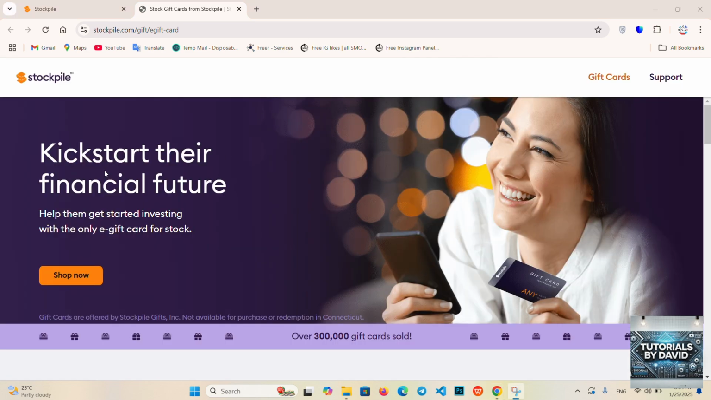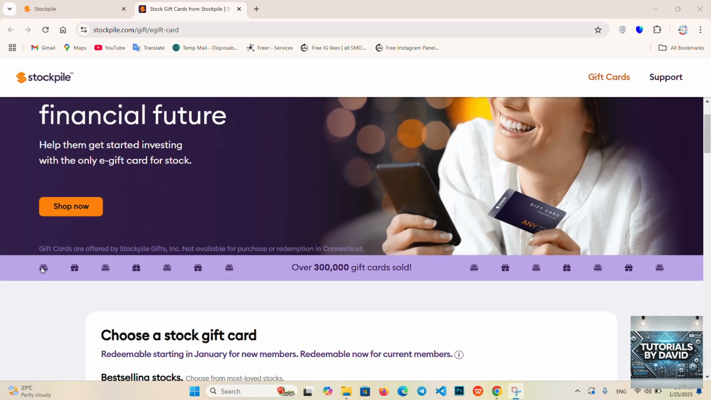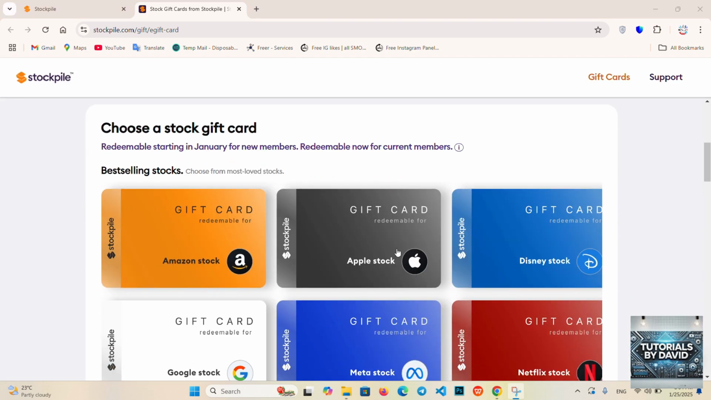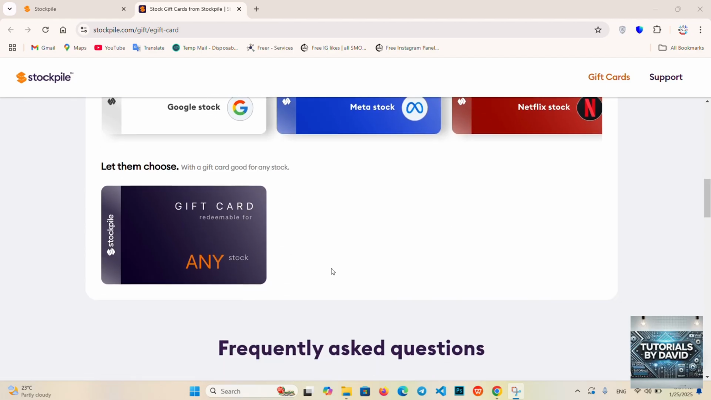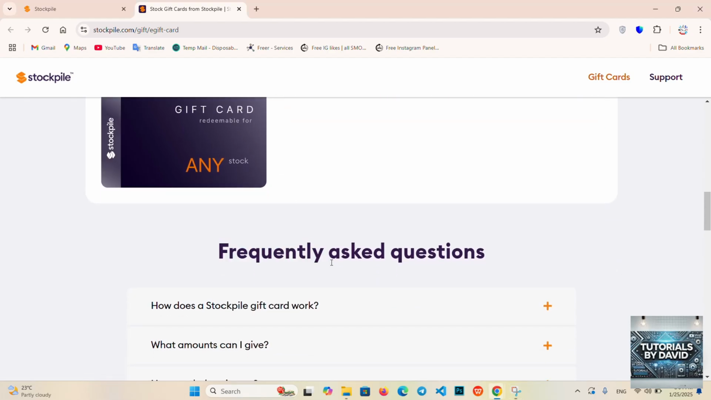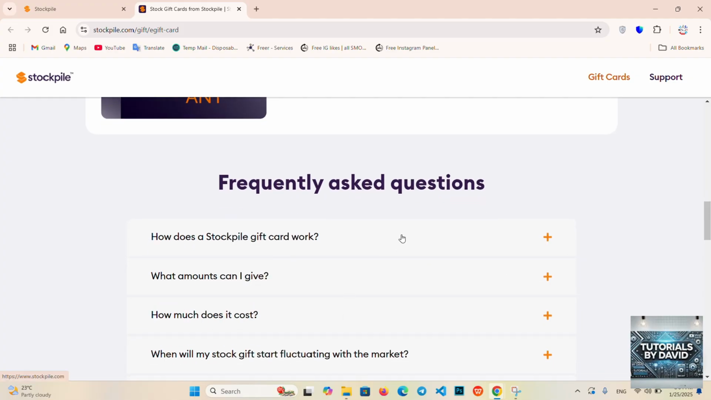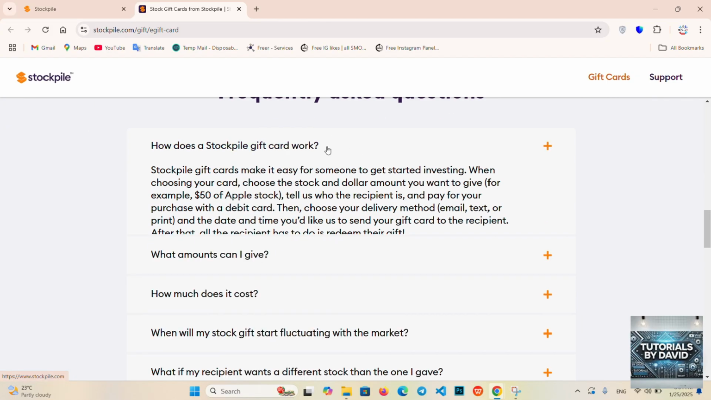3. Gifting stocks. Select Gift Stock and choose a company or ETF to give. Enter the recipient's email address and customize the gift amount. Add a personal message and complete the payment. The recipient will receive an email with instructions to claim their gift.